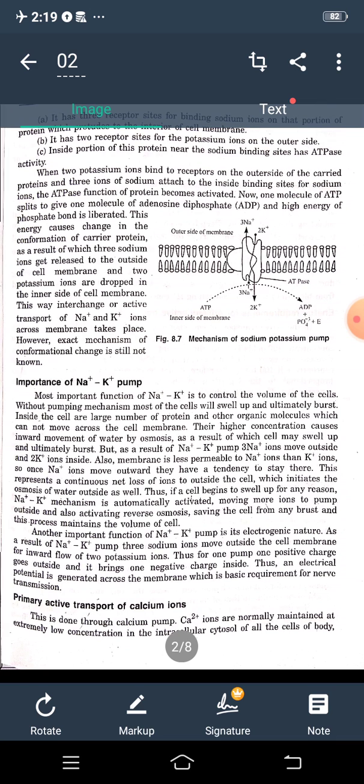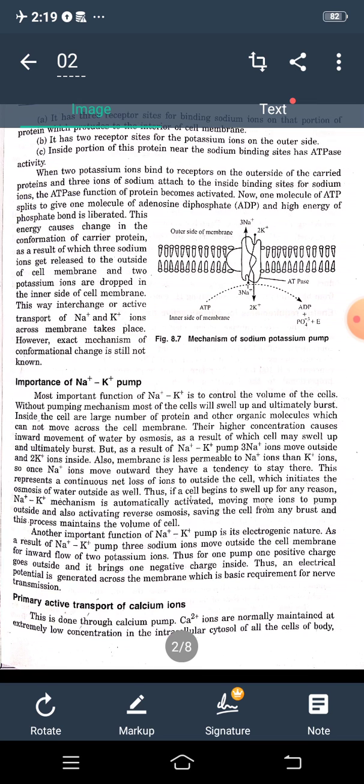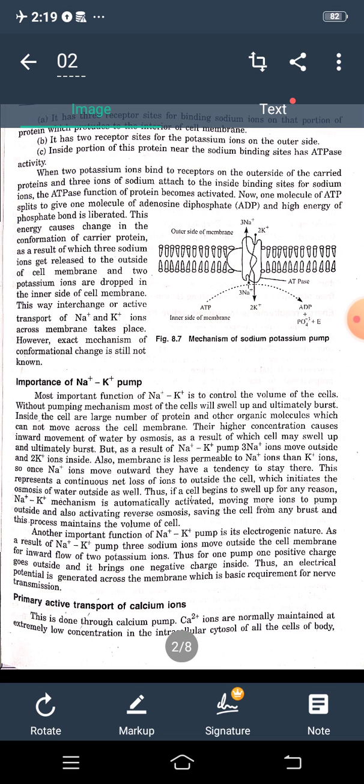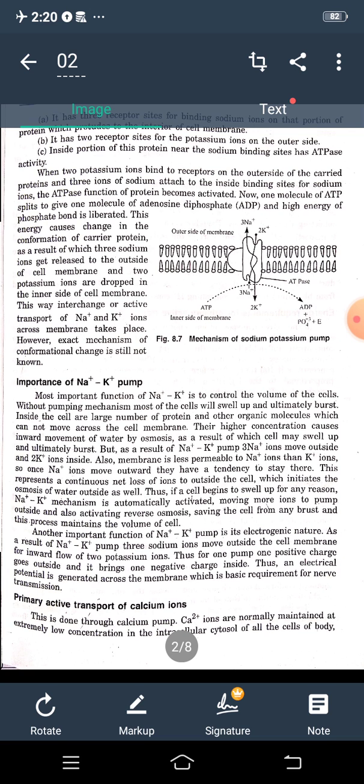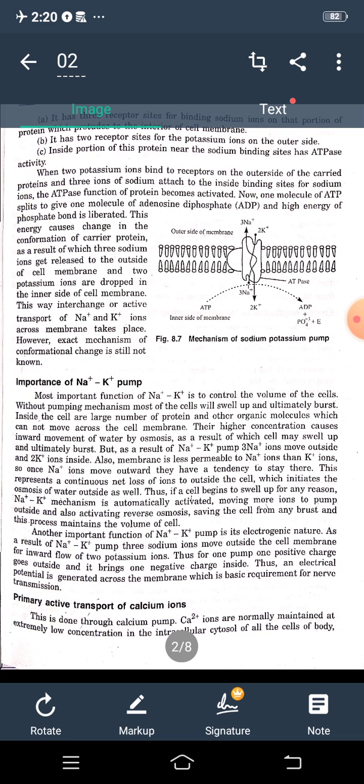Importance of sodium and potassium pump. The most important function of the sodium potassium pump is to control the volume of the cells. Without the pumping mechanism, most of the cells will swell up and ultimately burst. Inside the cells are a larger number of proteins and other organic molecules which do not move across the cell membrane. Their higher concentration causes inward movement of water by osmosis, as a result of which the cell may swell up and ultimately burst.